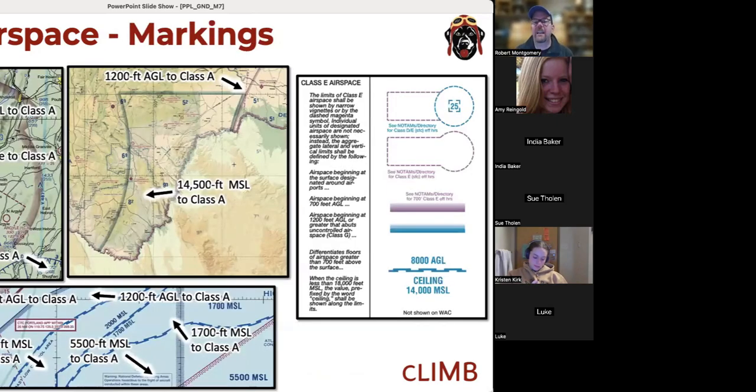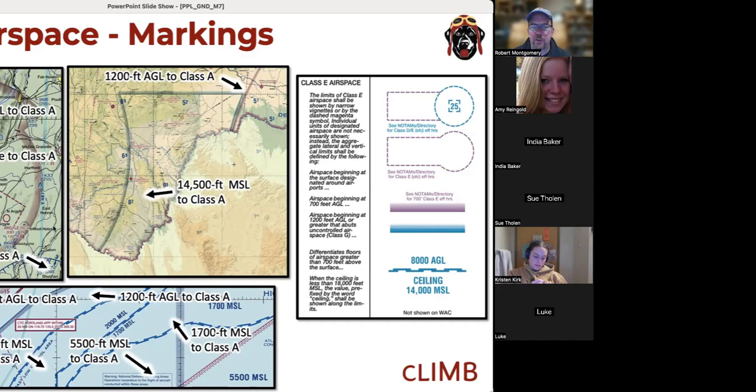So there are a lot of different variations on Class E airspace. We saw a couple of them here. This is the same chart that we just had on the previous slide. The airspace around the airport is a Class E surface area. Then you get out here on the fuzzy side of this magenta line. Class E starts at 700 feet AGL. You get on the sharp side of that magenta line, and now it's going to be 1,200 feet AGL going all the way up to the Class A overhead.